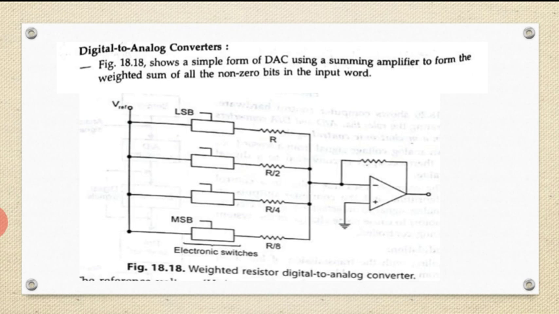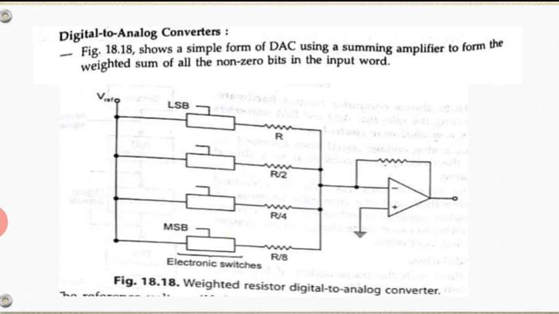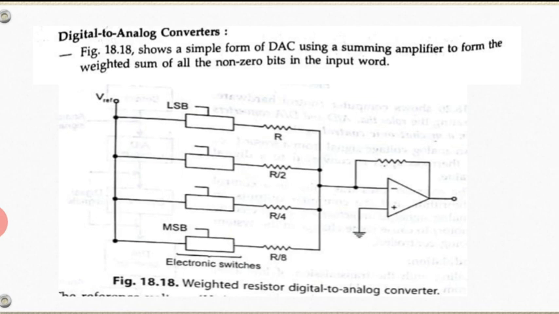Here the reference voltage V reference is connected to the resistors by means of electronic switches which respond to binary 1. The electronic switches from MSB to LSB are used, and V reference is applied. You give the digital input and you get the output as analog. I repeat, here we give the digital input to the electronic switches, and it is converted to analog. Here different resistors are used.